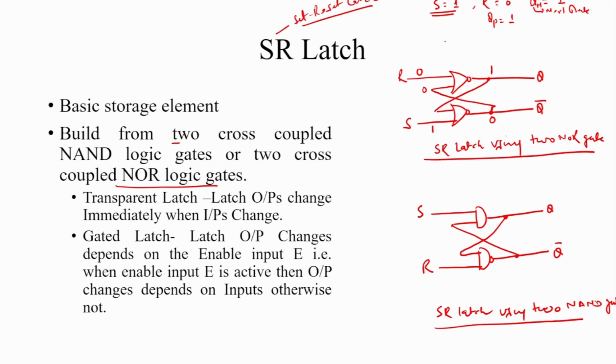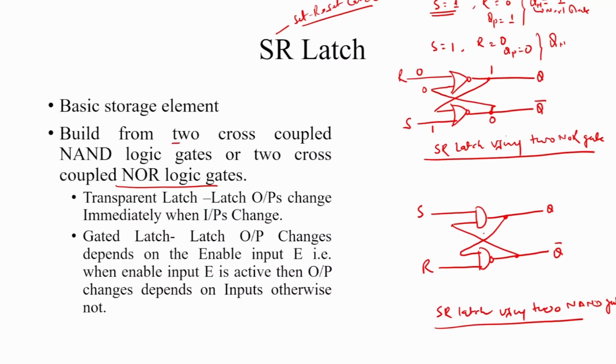What happens when S is equal to 1, R is equal to 0 and Q previous is equal to 0? Q previous is equal to 0. Then what is Q next? Here the output is what? Q next. Another one is Q next complement.